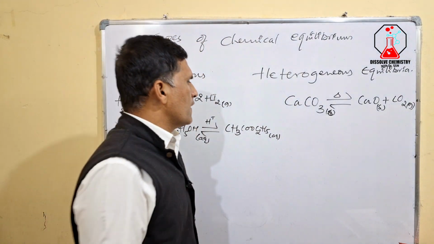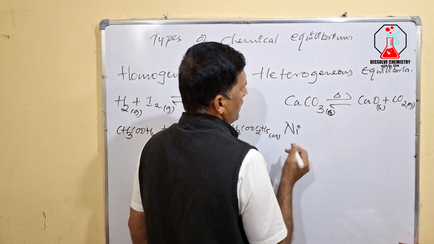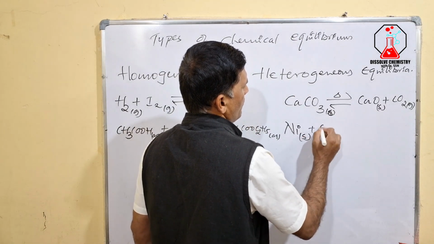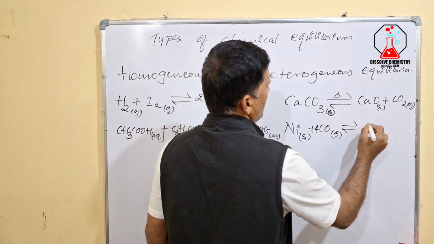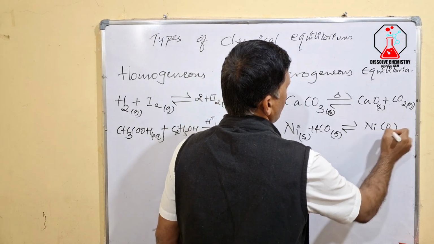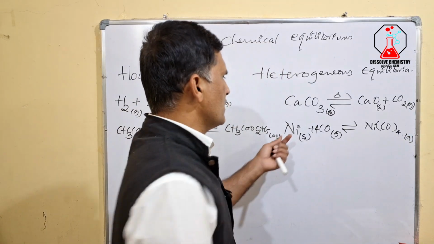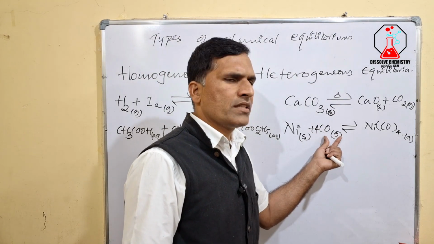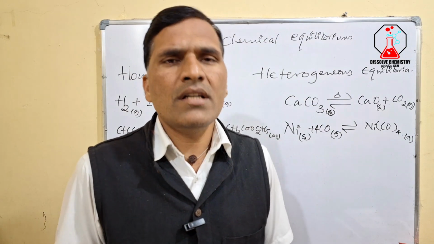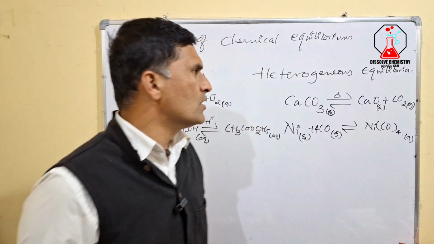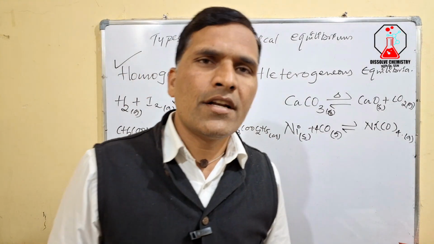Similarly, say for example, nickel, solid, combines with 4 moles of carbon monoxide gas to give tetracarbonyl nickel complex, which is also gas. Nickel is in solid form, carbon monoxide is gas, and the product is also gas. Therefore the equilibrium established between them we call heterogeneous equilibria. Next, we will go in detail with homogeneous equilibria, followed by heterogeneous equilibria.